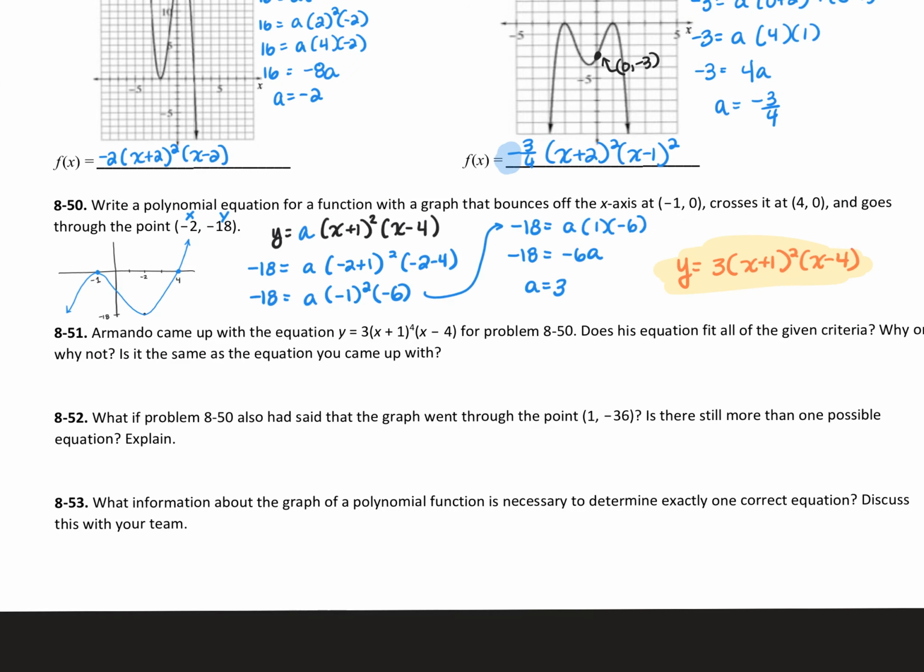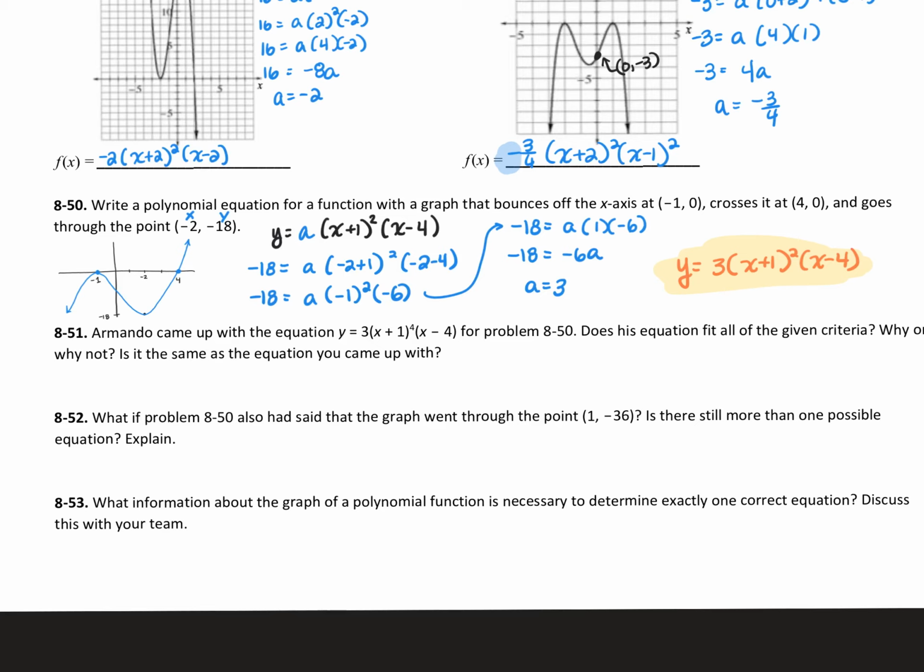All right, so here you go. If you needed to draw a picture, you might have drawn something that looks similar to this, right? We have it passing through 4, bouncing off of -1, and going through the point -2, -18. So not many other ways you could have drawn this, but that can be a helpful guide.